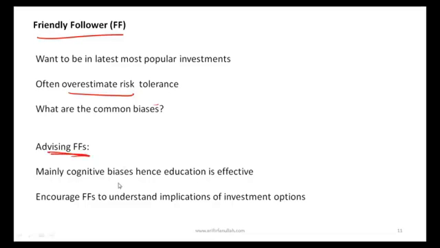So whenever there is more cognitive bias, education helps. And if you can, these are generally relatively smart people, so you encourage them to understand the implications of their investment options. So if they are big time into commodities, because commodities are hot these days, what are the sorts of things you will tell them? Like, what are the risks associated with commodities? They don't generate cash flows, for example. So you just help them understand what are the limitations of the investments that maybe they are inclined towards.